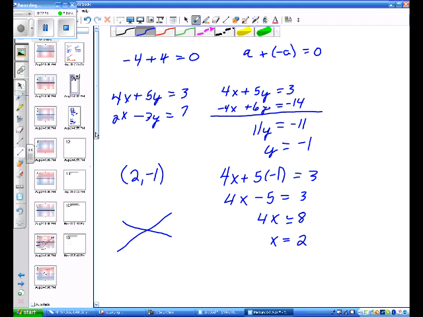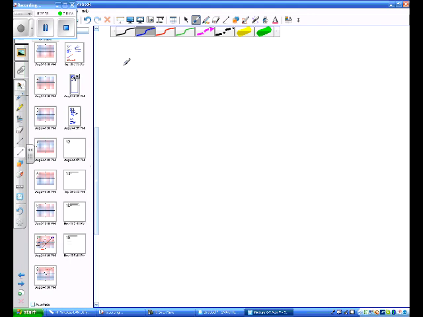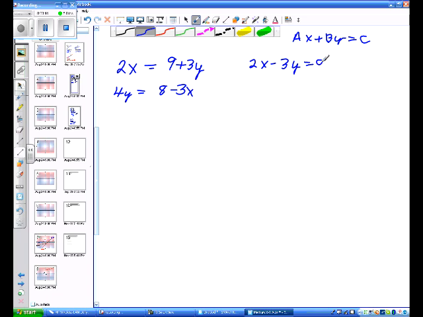So let's look at another system. 2x equals 9 plus 3y, and 4y equals 8 minus 3x. Now, to do the addition method, one thing is your equations have to be in the same order, or they need to be in what we call standard form, where it's ax plus by equals c. So we need our x and our y on one side, and our constant on the other. So to get this one in that form, we would need to subtract 3y. So we would have 2x minus 3y equals 9. Things have to be lined up. On this one, we would add 3x and put it first, plus 4y equals 8.